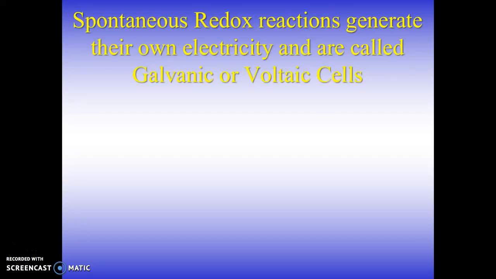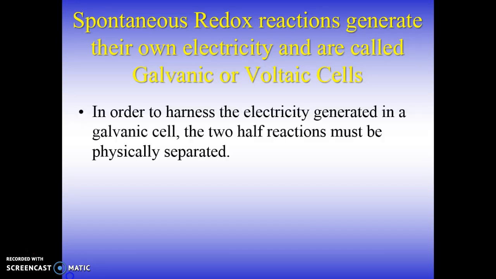So in this set of videos, we're going to take a look at spontaneous redox reactions. These are ones that generate their own electricity so they can actually act like a battery. And so they are called galvanic cells or voltaic cells. Galvanic cells are ones that create their own energy. We'll talk about the ones that require energy later on.